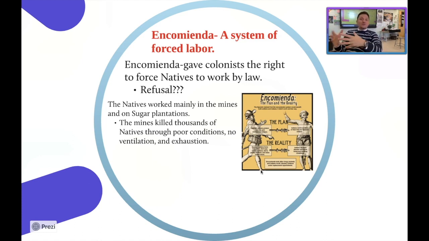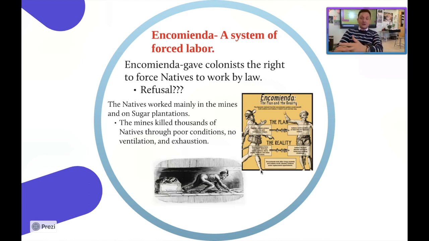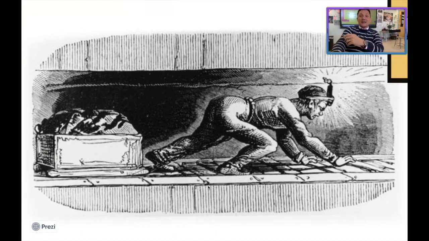Now, the one that was more dangerous to work in were the mines. The mines would kill thousands of natives through poor conditions, no ventilation, exhaustion, collapse, and things like we were talking about a little bit earlier. And also, the mines were especially used for children. Native children were heavily used to work in the mines in these areas because they were very small and could get into small holes and drag large carts or open ventilation windows to try and vent out dangerous gas in these mines.